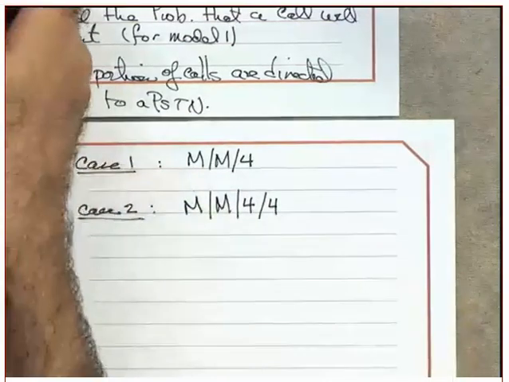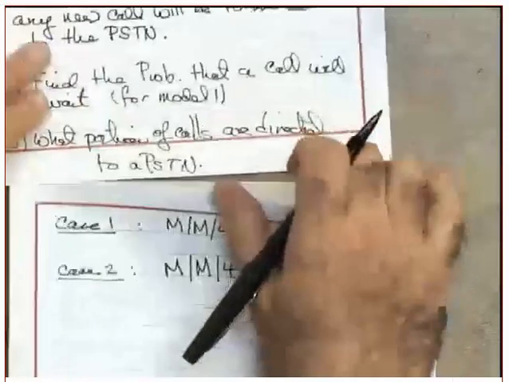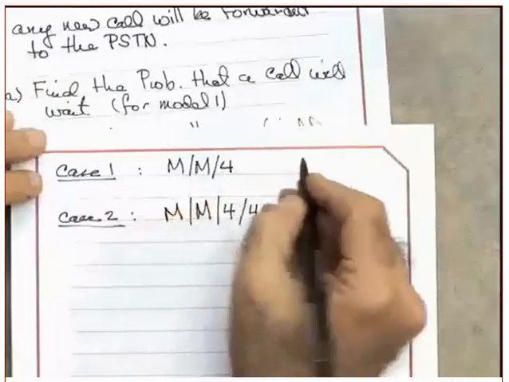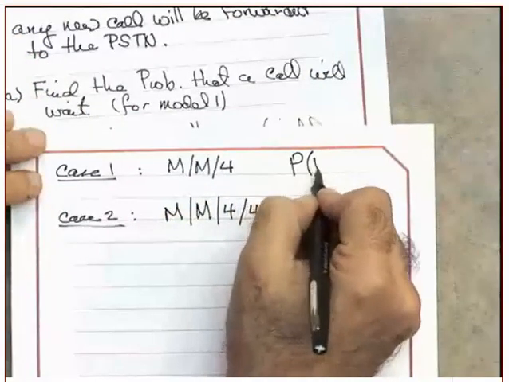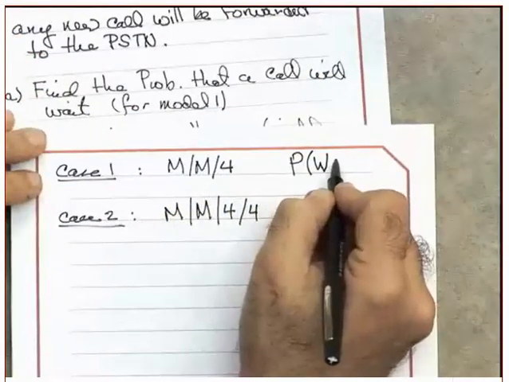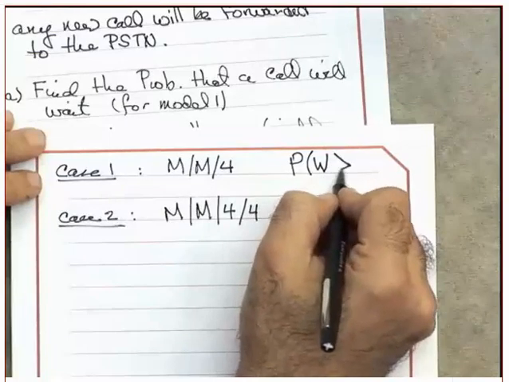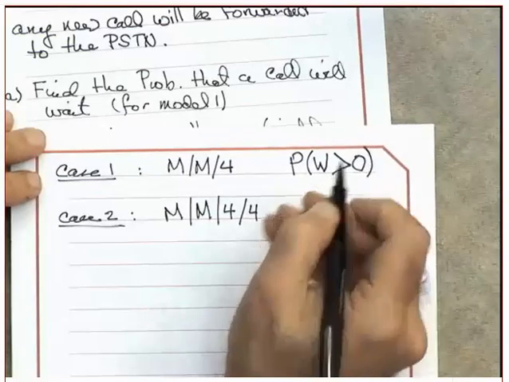Do it at home. It's just an equation. But just tell me what is the question he's asking. In here, MM4, he is asking for what? What is the probability that W is greater than 0?